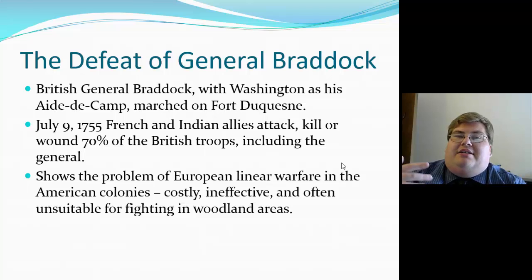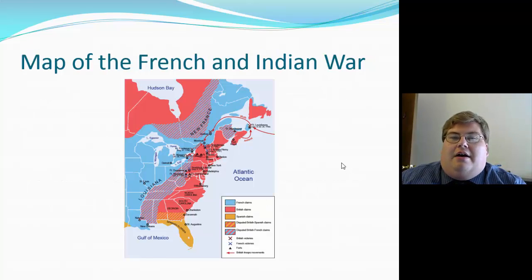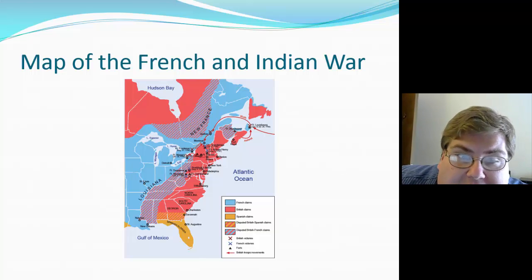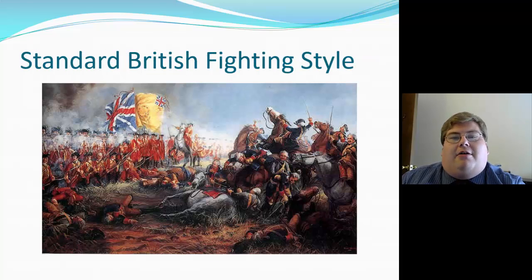What we're going to see is the British send this huge army under General Braddock. Braddock wants Washington as his aide-de-camp, as his kind of advisor. And they want to attack Fort Duquesne, which you can see is over in southern Pennsylvania. In fact, if you look on this map, you can see a thing in Pennsylvania, Braddock's defeat. Now, the problem is, like I said, the British don't know how to fight a war in America. They're used to fighting like this.